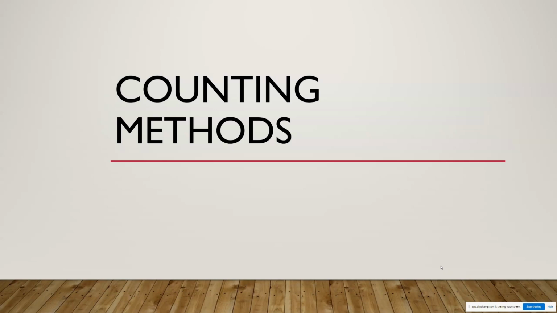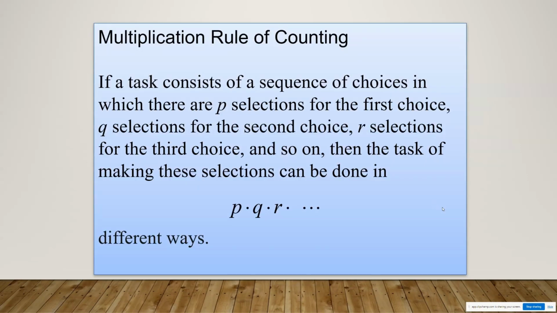In this quick review, we want to begin our discussion of counting methods. And the counting method that we'll start with is what is called the multiplication rule for counting. And so the definition works like this.